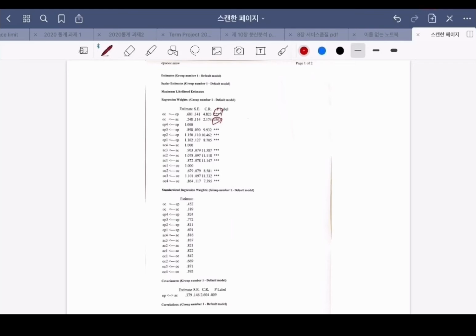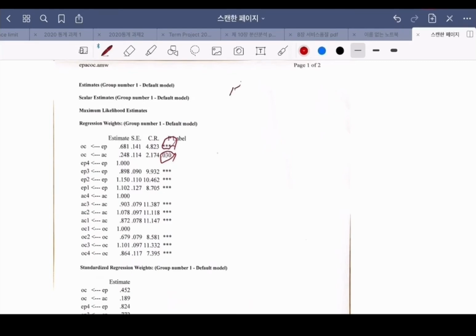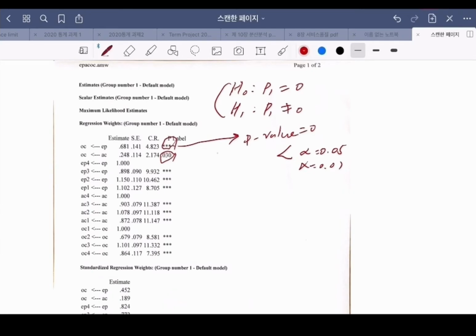Let me write it again here. In this case, the null hypothesis is P1 is equal to 0. The alternative is P1 is not equal to 0. The p-value is almost 0, so either way, with alpha at 0.01, you reject the null hypothesis.